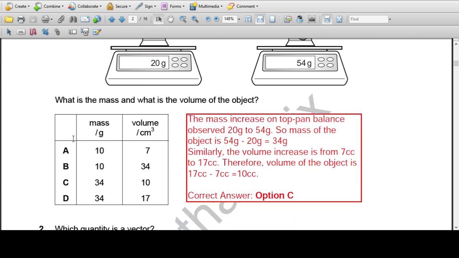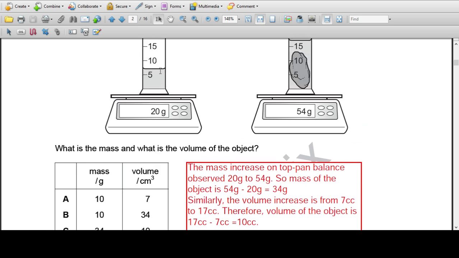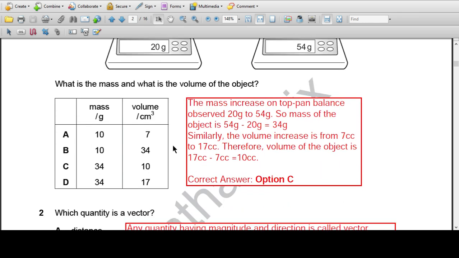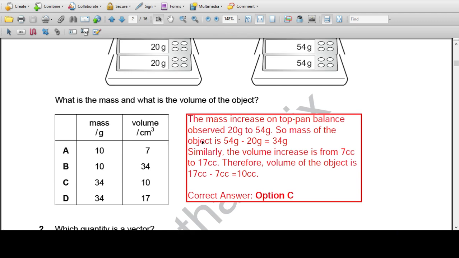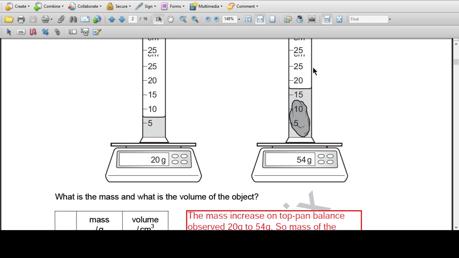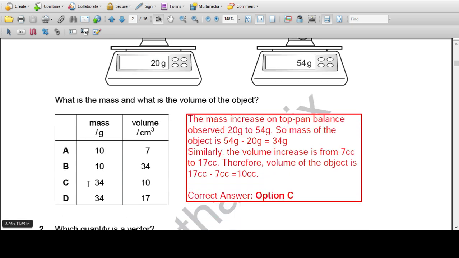And we have options. Mass is 10 and volume is 7. Mass is 10, 34, 34, 10, 34 and 17. Here we can see that the volume is 7 and after that it is 17. So the volume is 17 minus 7, which is 10. So the volume is 10, and here we see that the mass is 20 grams and the mass after adding into the cylinder is 54 grams. The difference of mass is 34 grams. So this option C is correct.